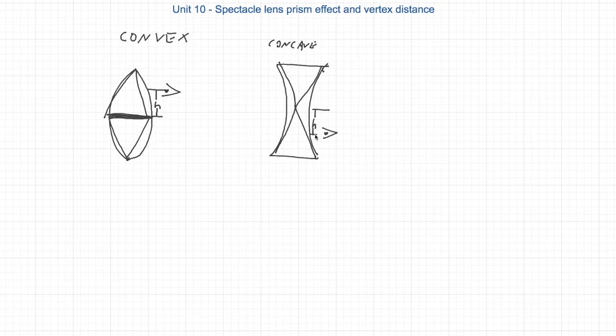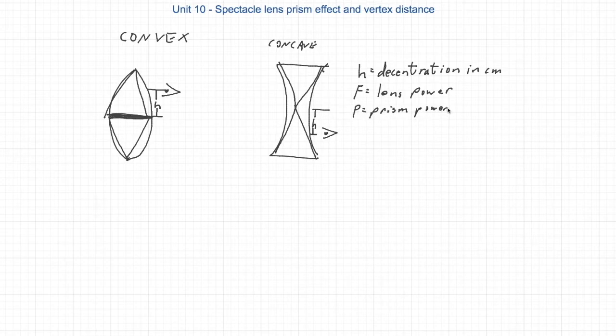The distance from your pupil to the optical center of the lens, we call that h. It's measured in millimeters, and it's also called the decentration of the lens. If the center is not in front of your pupil, the lens has been decentered. F is the lens power. P is the prism power that you are looking through, and that's measured in prism diopters. And the important formula, which is called Prentice's rule, is prism power equals h times F.